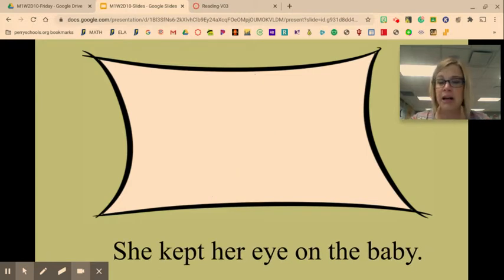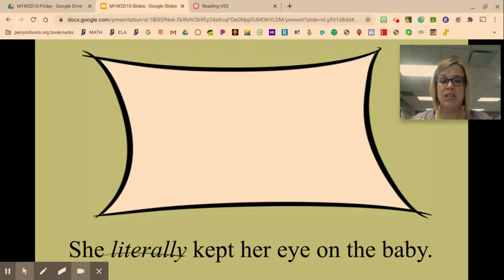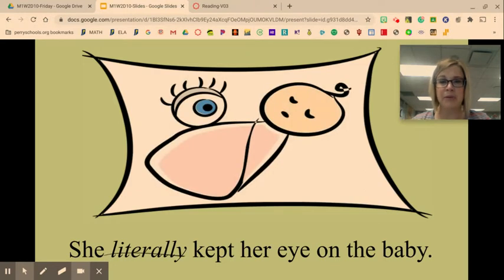She kept her eye on the baby, meaning she was watching the baby. She was keeping an eye on her, to make sure that the baby was safe. Babysitting. But if she literally kept an eye on her baby, it would be her eyeball popped out and she had her eyeball on the baby. Not really going to happen, but that's what the words literally mean.